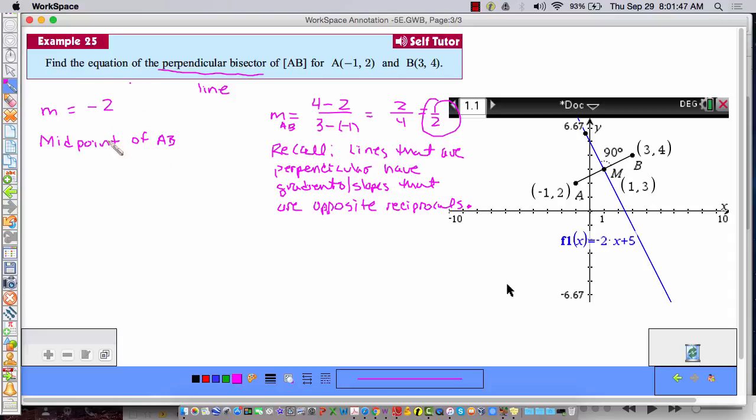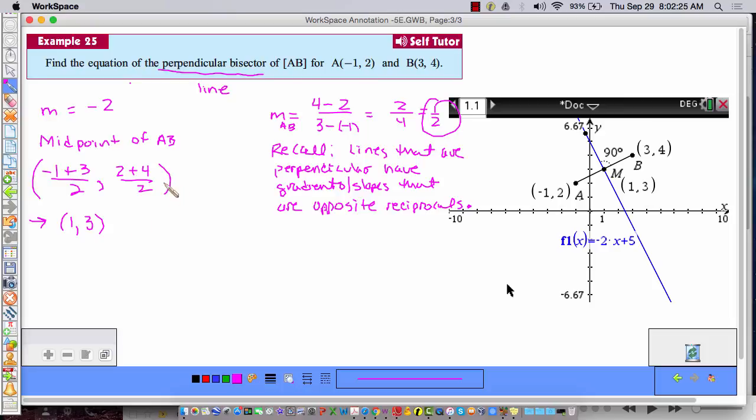It has to go through the midpoint if it's going to be the perpendicular bisector, so I have to find the midpoint of AB. That's the average of the x coordinates, -1 plus 3 divided by 2, and the average of the y coordinates, 2 plus 4 divided by 2. -1 plus 3 is 2, 2 over 2 is 1. 2 plus 4 is 6, 6 divided by 2 is 3. So my midpoint is (1, 3), and we can verify that over here.